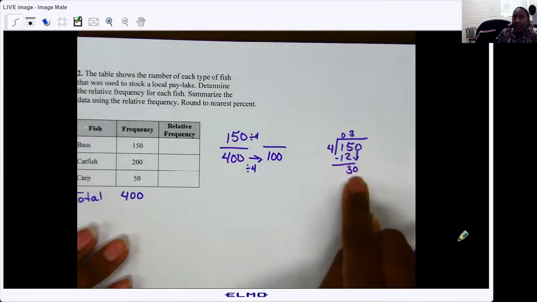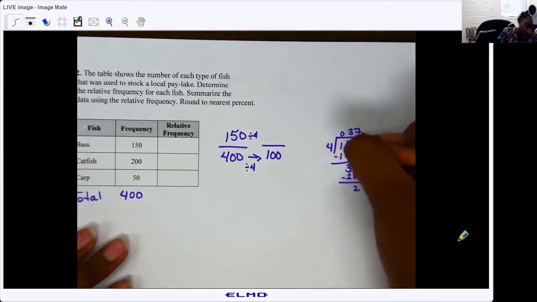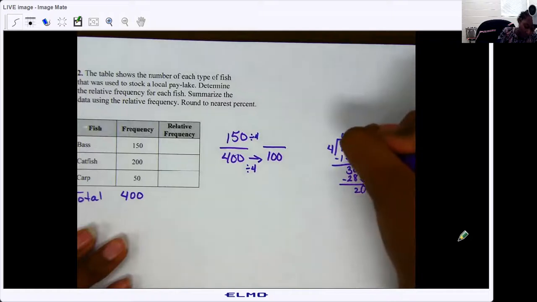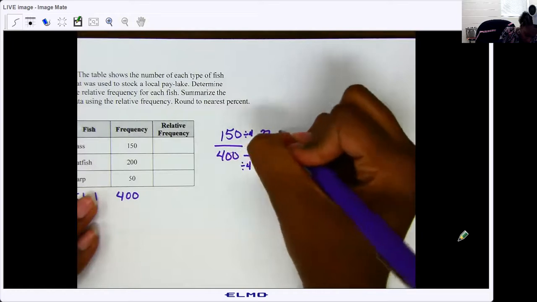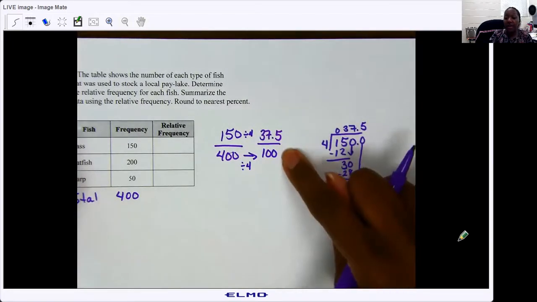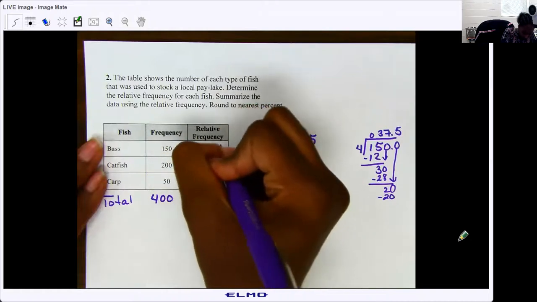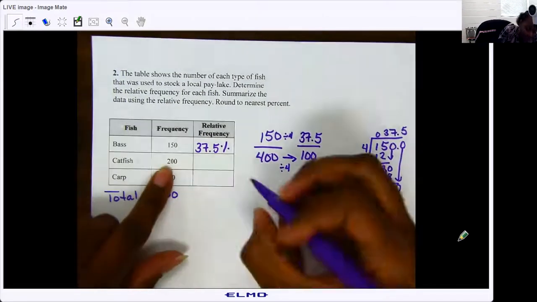4 times 7 is 28, with 2 left over. We need to add a decimal. And then 4 times 5 is 20. Okay, so we have 37.5. 37.5 out of 100 is 37.5%. Okay, yes, you can have a decimal in your percent. It's saying 37.5%. Okay, all right, let's look at the next one.